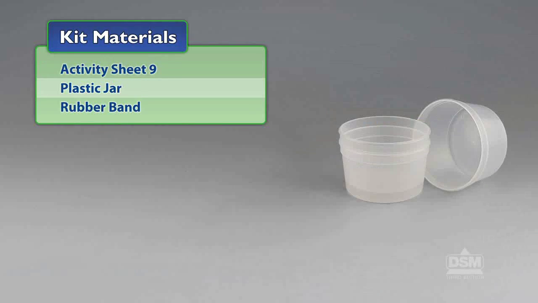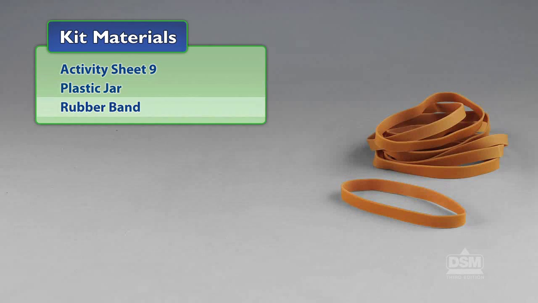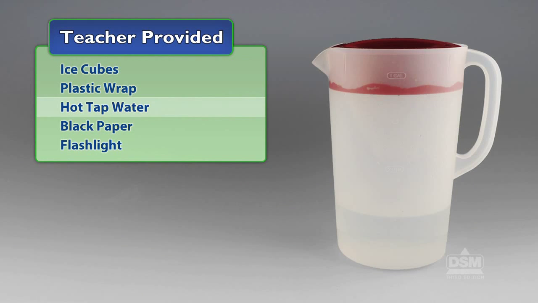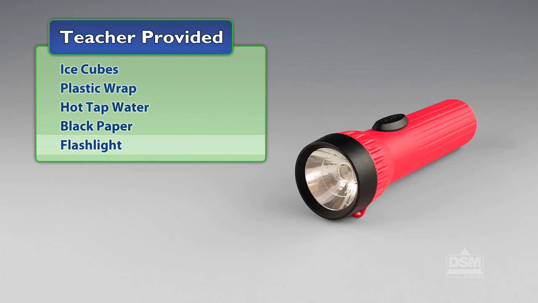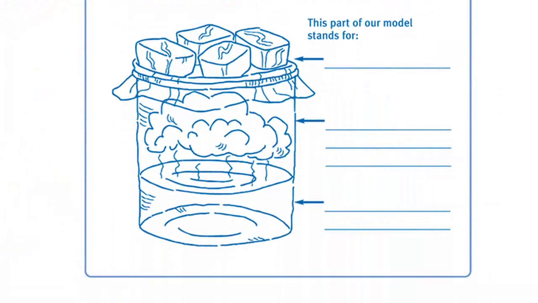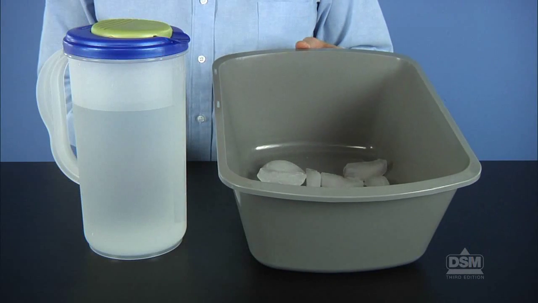You will need the following materials from the kit: Activity Sheet 9, plastic jar, and a rubber band. You will also need to provide ice cubes, plastic wrap, hot tap water, black paper, and a flashlight. To prepare for the activity, make a copy of Activity Sheet 9 for each student. You will also need hot tap water and ice cubes.